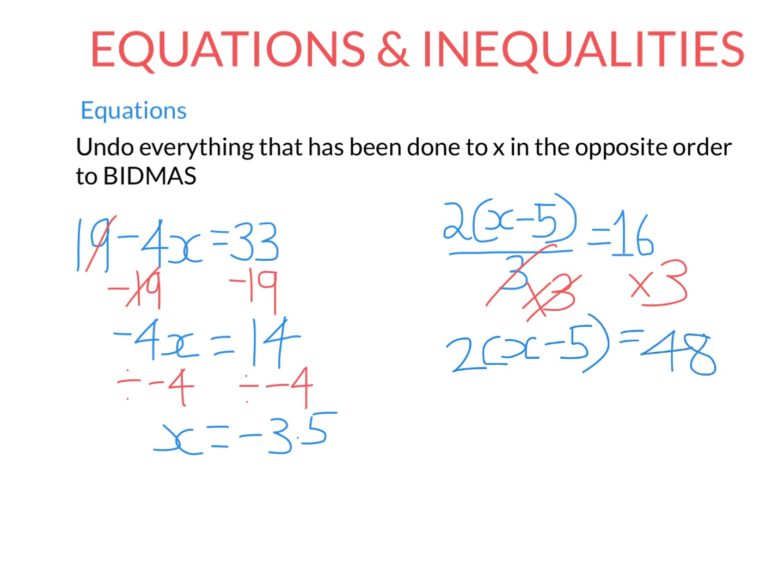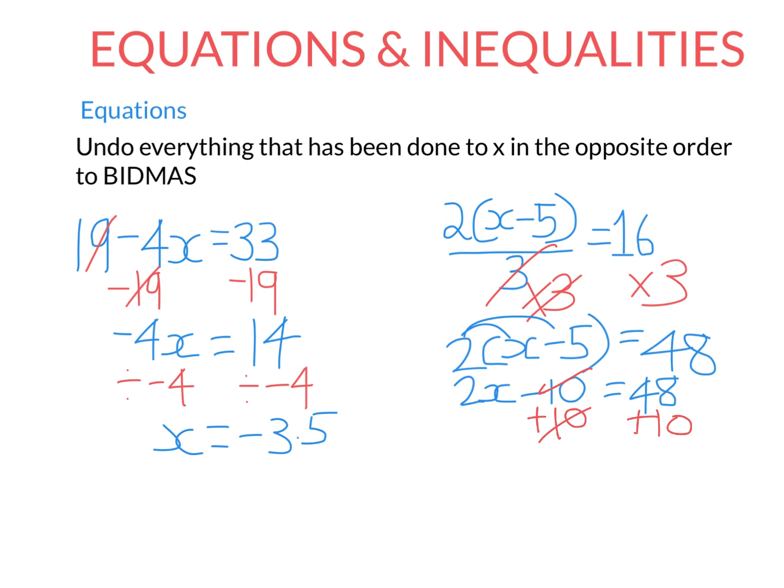So now I can divide by 2 or expand the brackets, either's fine. I'm going to expand the brackets. So I go 2 times x is 2x, 2 times -5 is -10. So now to solve this equation, I know because of BIDMAS, I multiplied by 2 first, then subtracted 10. This is the last thing I did, so it's the first thing I undo. So I'm going to undo subtracting 10 by adding 10 to each side.